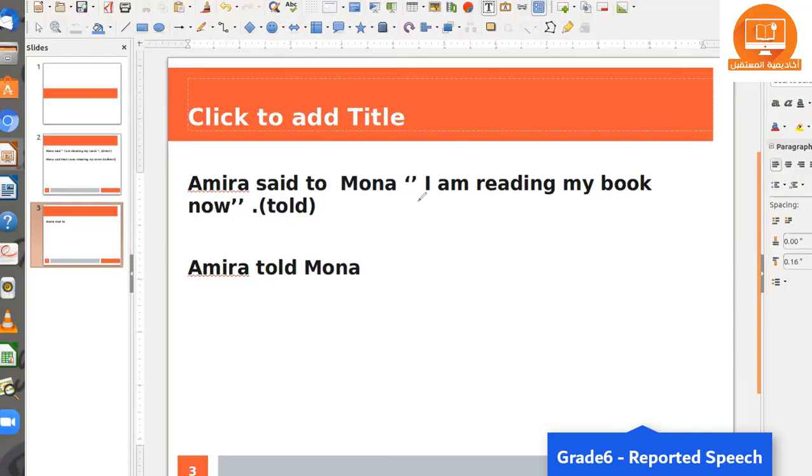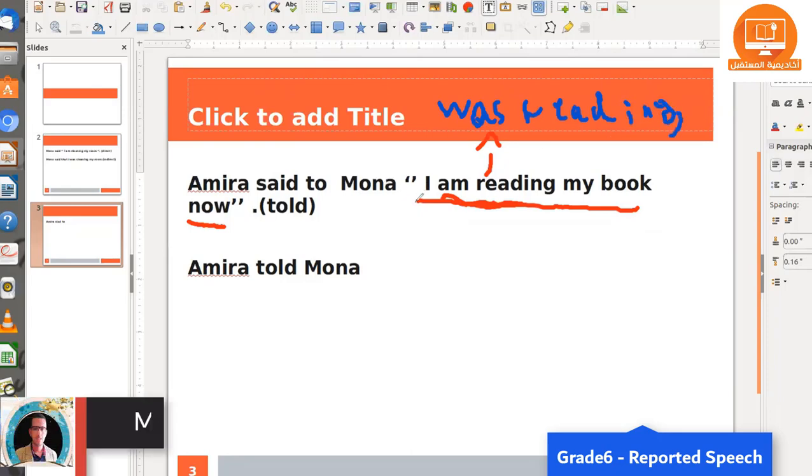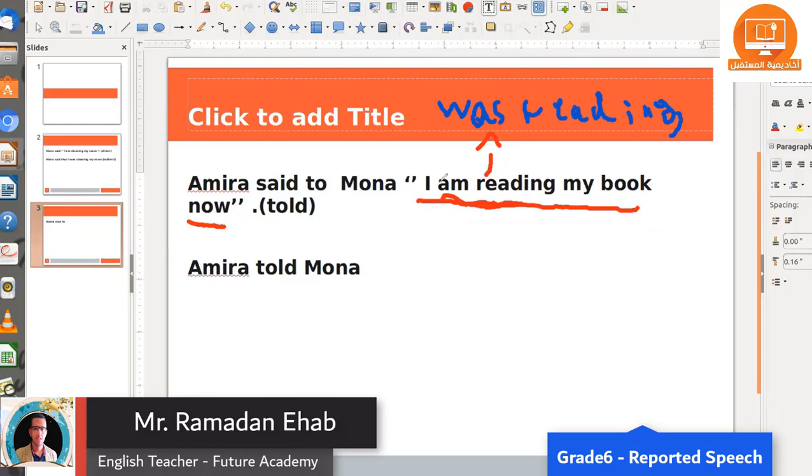Now I want you to know, I will change from direct to indirect. I am reading now. What should I change? The tense. This is present continuous, right? I will change it to past continuous. It means it will be was reading. Okay, just wait. What else should I change? The pronoun and now, right?